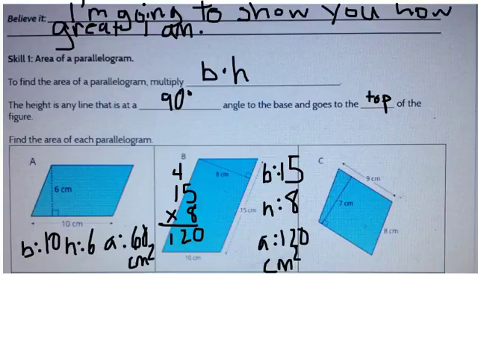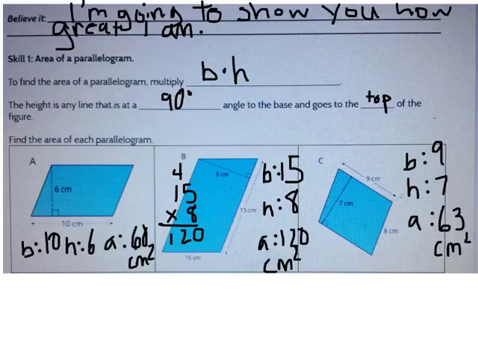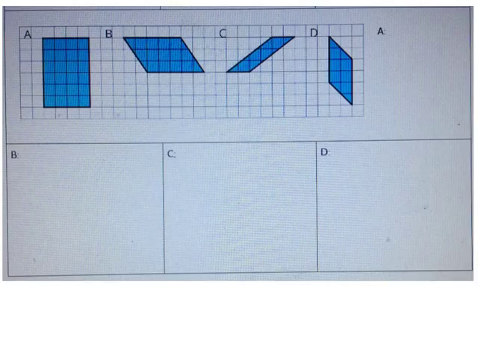Now you try one. What's the base, height, and area of the parallelogram on the right? The base is 9, the height is 7, and the area is 63 centimeters squared. We may see parallelograms on grids. As you can see, you have space to show work for parallelogram A, parallelogram B, parallelogram C, and parallelogram D.